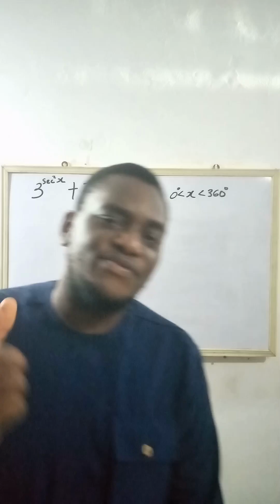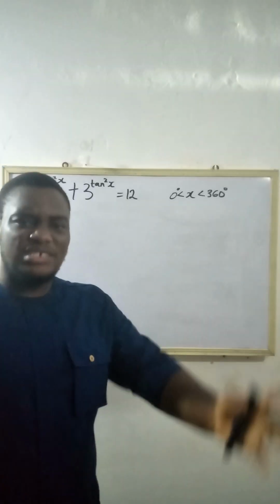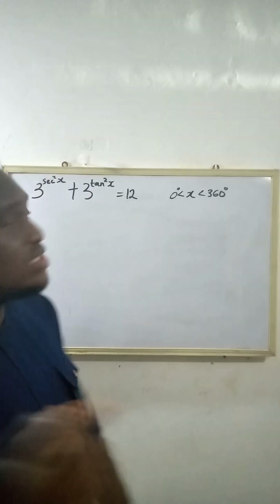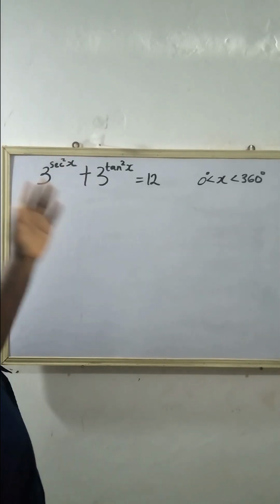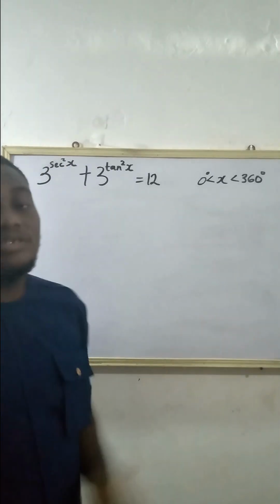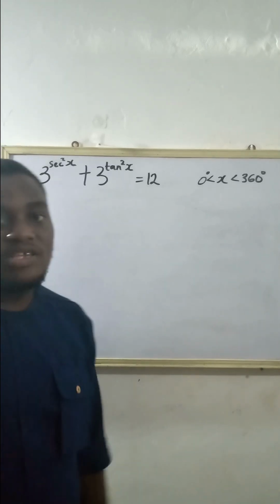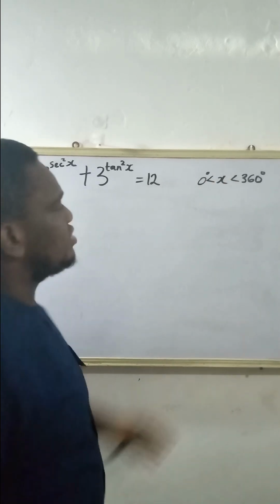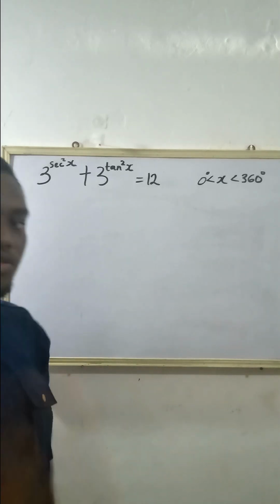Today we want to look at this very nice trigonometric indicial equation. The question is written on the board and it says that given that 3 to the power of sec squared x plus 3 to the power of tan squared x is equal to 12. Basically, we want to obtain what value or values of x satisfy this equation, and we are also told that x is greater than 0 but less than 360 degrees. Let us look at how to solve.